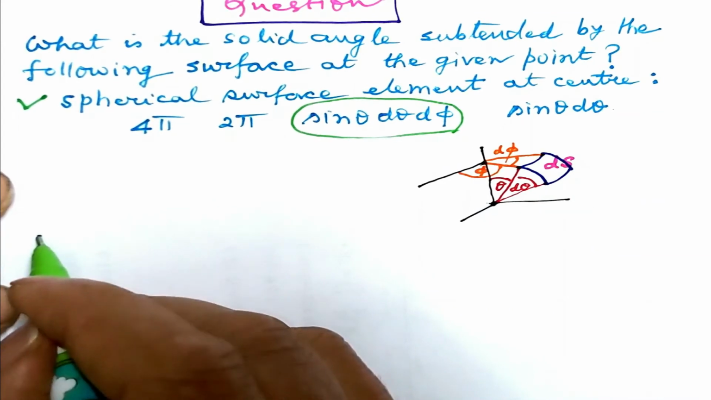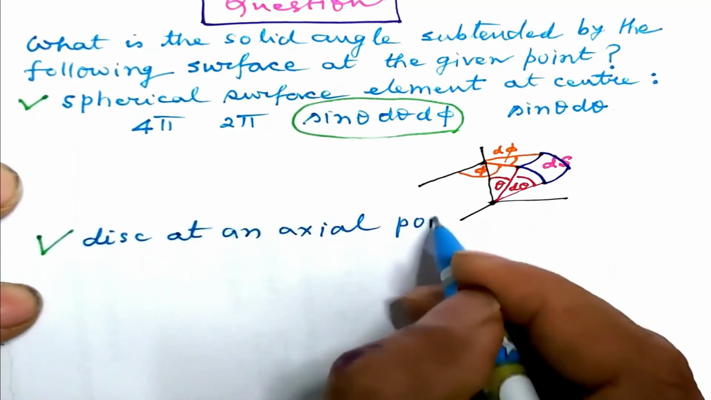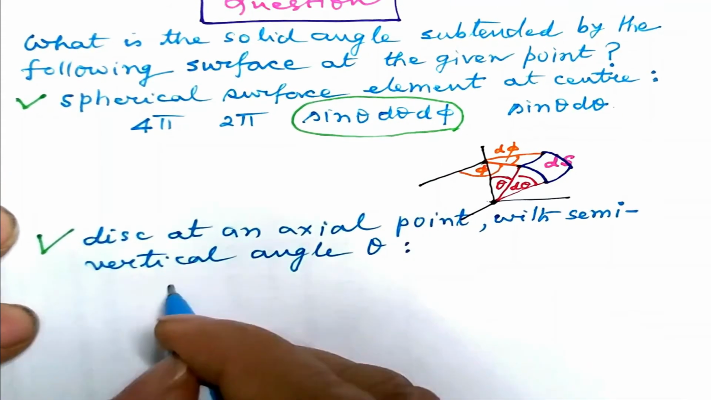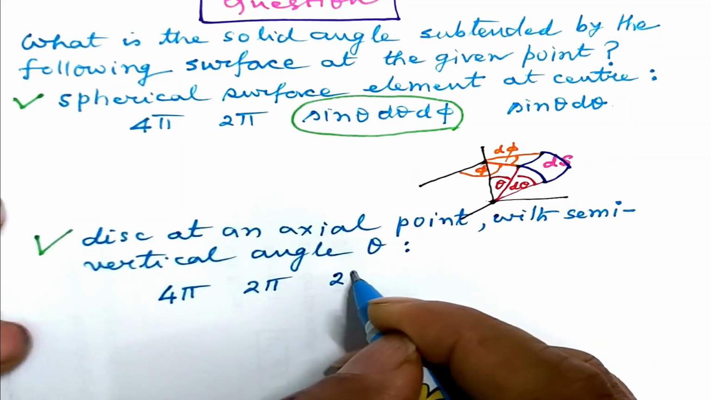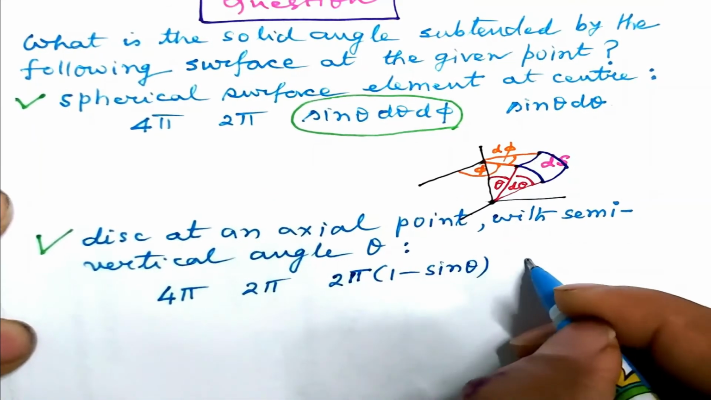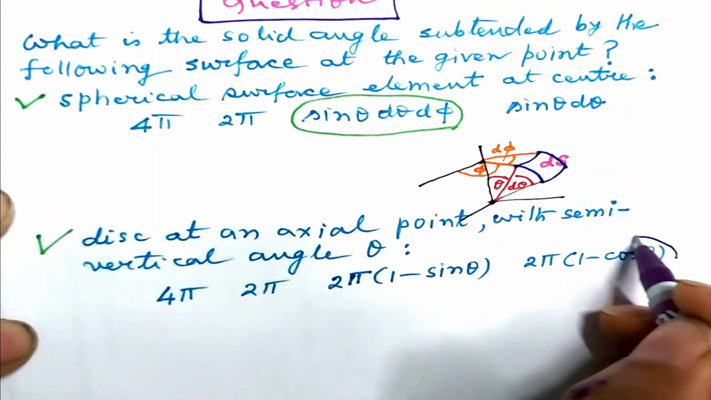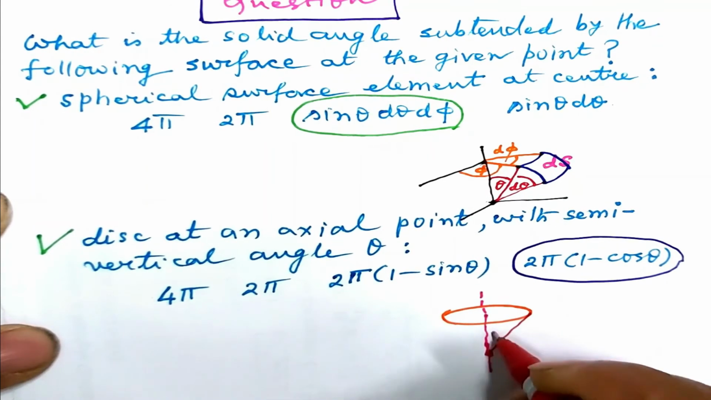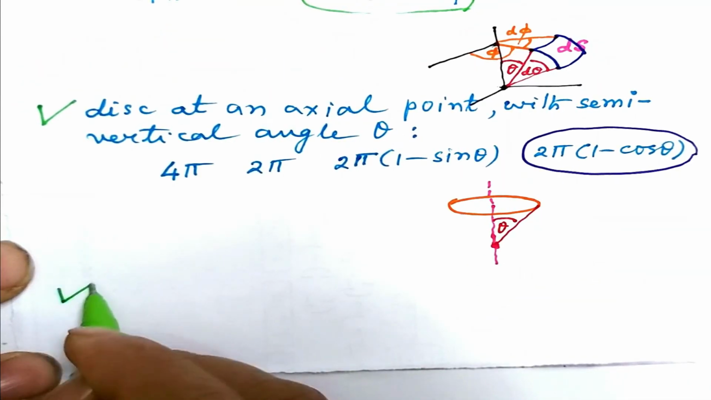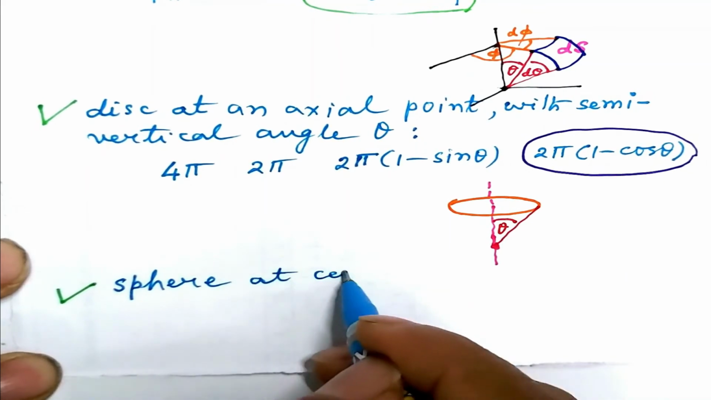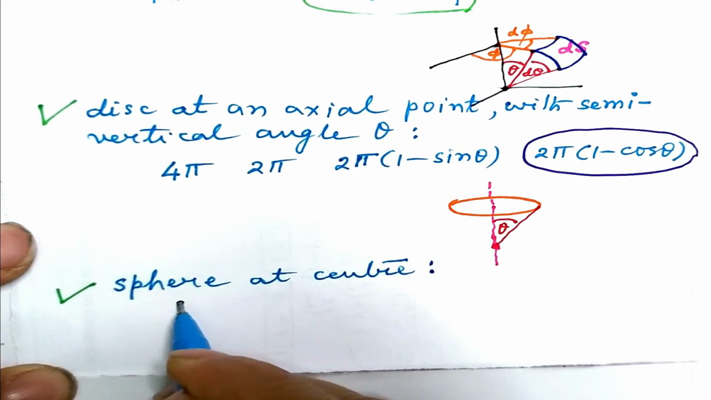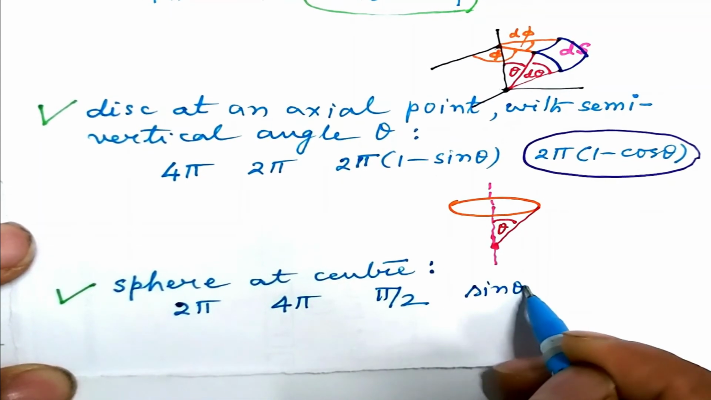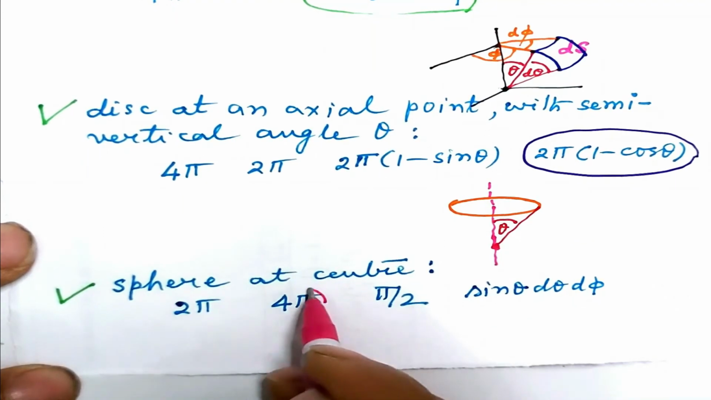Next problem is the solid angle due to a disk at an axial point with semi-vertical angle theta. The options are 4 pi, 2 pi, 2 pi into 1 minus sin theta, 2 pi into 1 minus cos theta. And this is the correct option. Next problem is solid angle due to a sphere at center. The options are 2 pi, 4 pi, pi by 2, sin theta d phi. The answer is 4 pi.